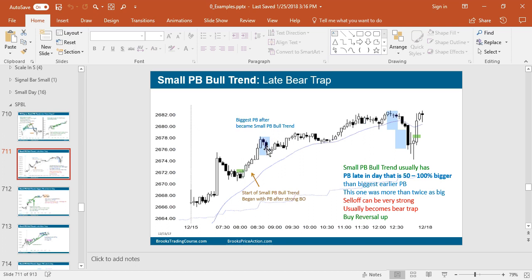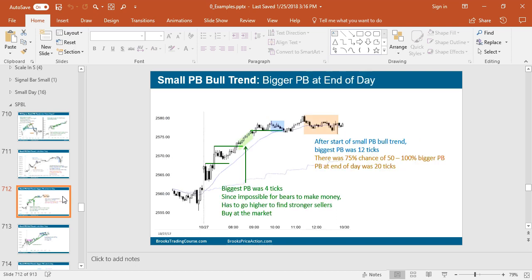You look at the biggest pullback of the trend began here. The small pullback bull trend began here. And later in the day, after 11 o'clock, this is around 12:30, you usually get a pullback that is 50 to 100% bigger. This is 100% bigger. That's the size of that. And this is twice it, so this is 100%. This pullback was more than twice.